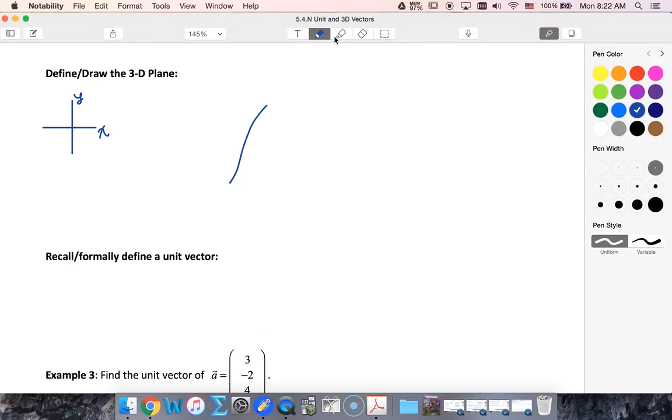So x, we typically draw out this way, and then the y this way. So it's like we're looking down on it. So this is a right angle here. And then our z axis, we have come straight up. So this one is our positive y direction, this is positive z, and coming out towards us is positive x.